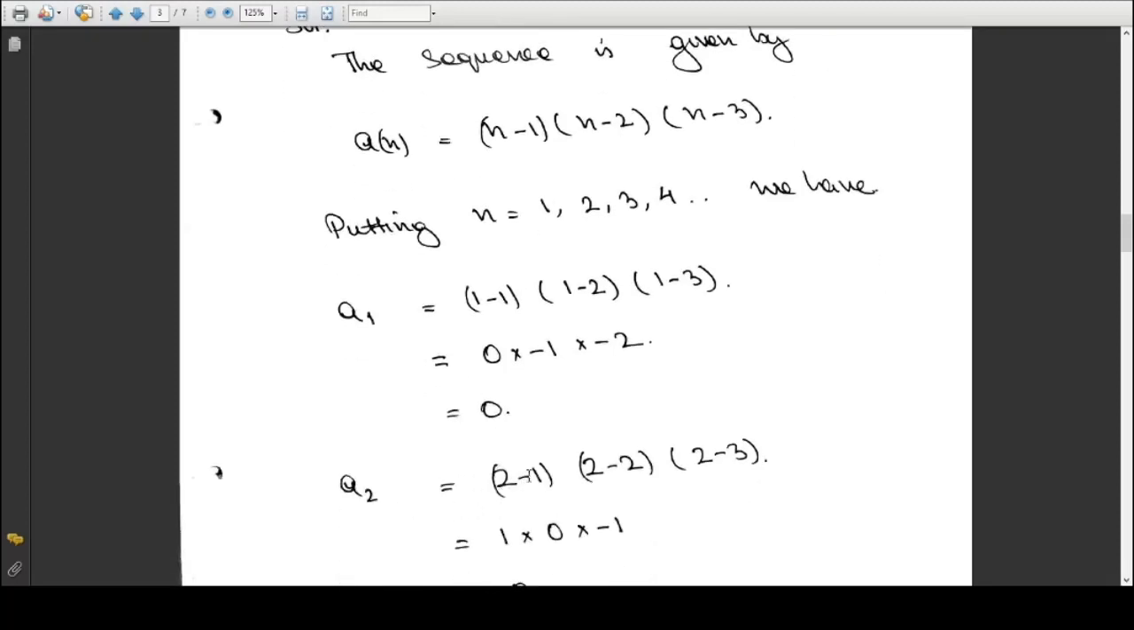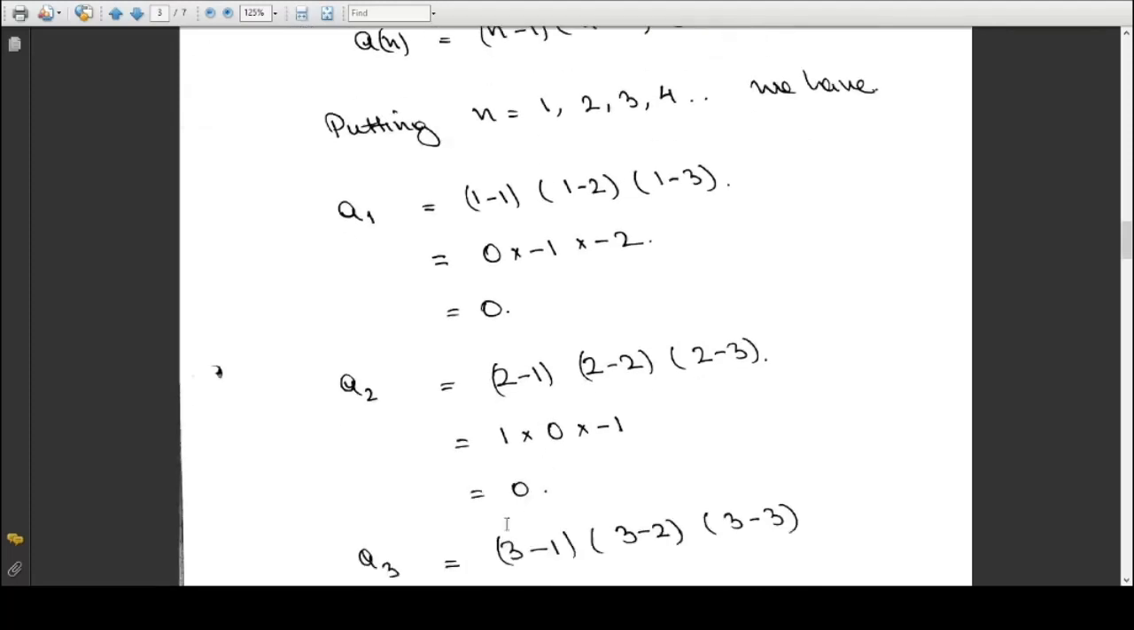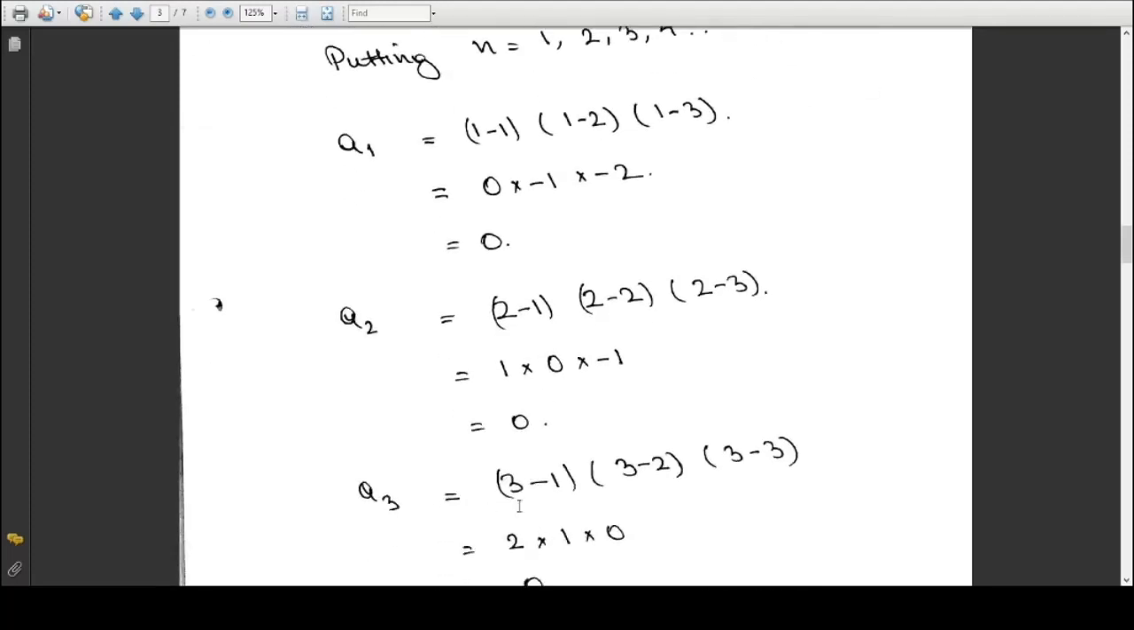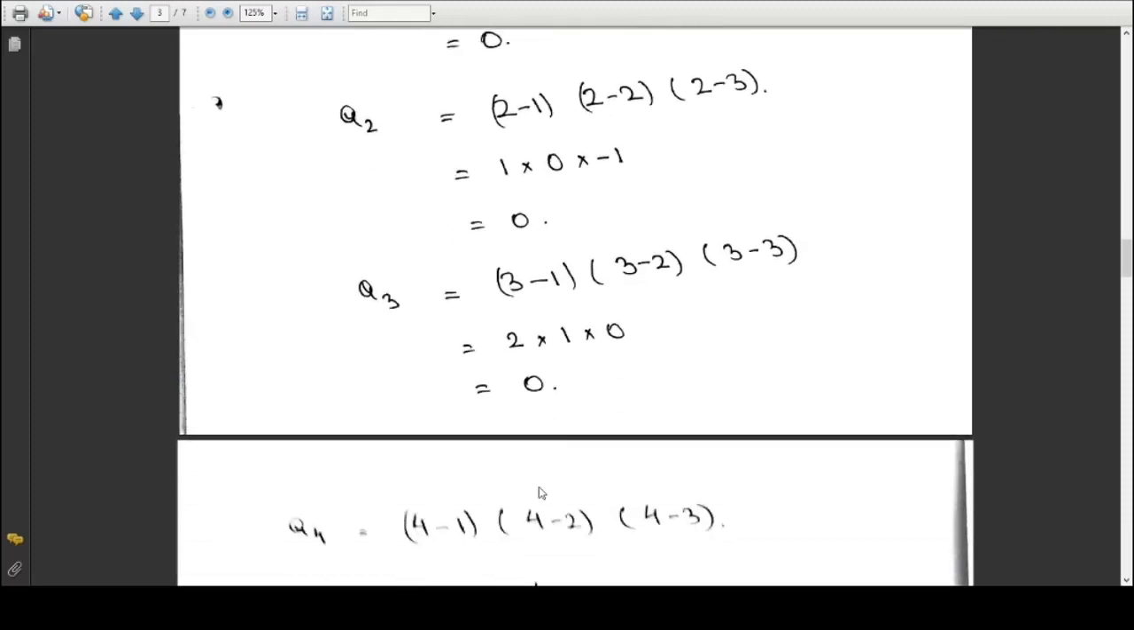a2 also: here 2 minus 1, 2 minus 2, 2 minus 3. 2 minus 2, here we are getting 0, and 0 multiplied by any value, you will get 0 only, isn't it? Then the same thing with a3 also. 3 minus 1, you will get 2, 3 minus 2, you will get 1, 3 minus 3 is 0. If you multiply with 0, this will become 0 only. This means the first term, second term, third term, they are all 0.